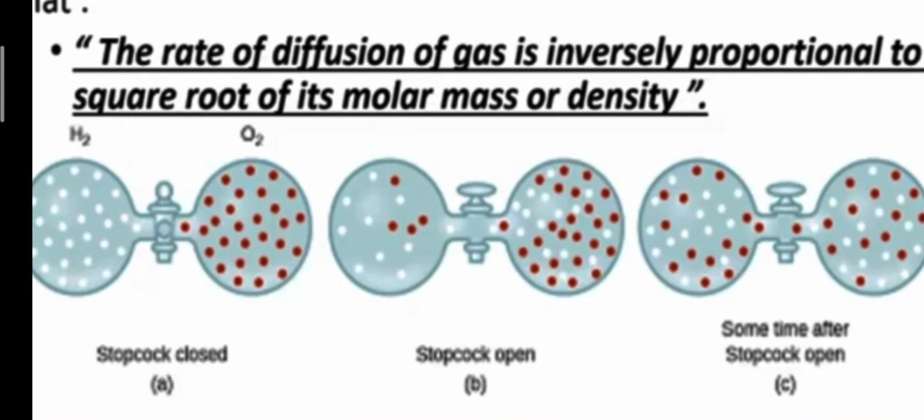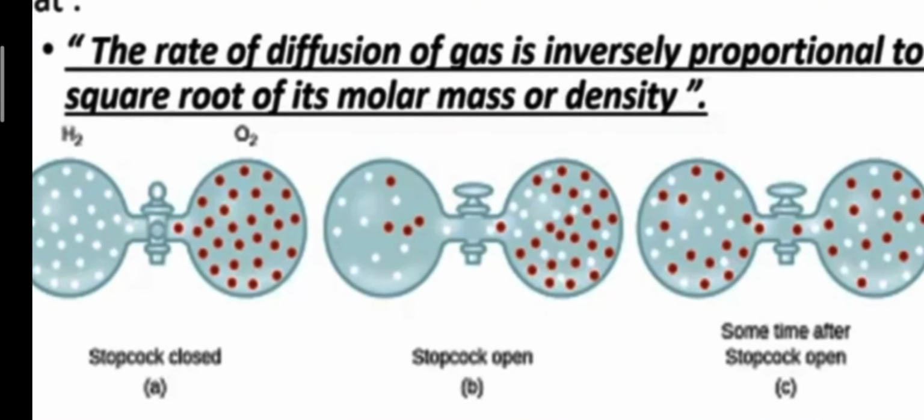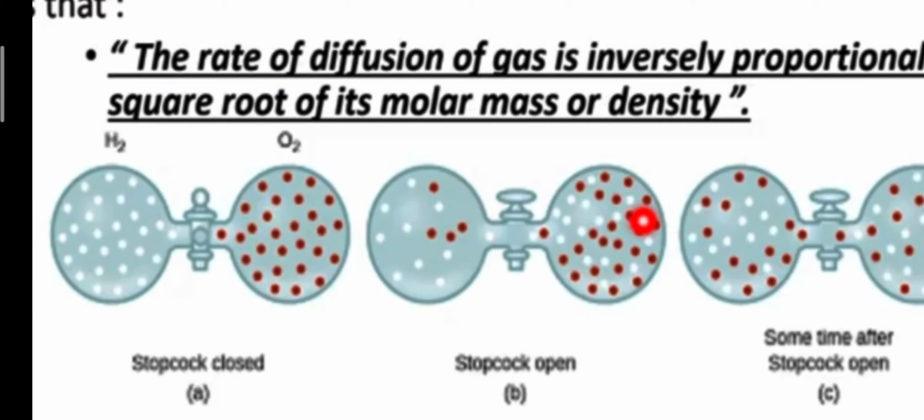We can easily observe that rate of diffusion of hydrogen is greater than the rate of diffusion of oxygen gas, because the molar mass or density of hydrogen is smaller than oxygen. Hydrogen, oxygen. Rate of diffusion of hydrogen is greater than the rate of diffusion of oxygen.